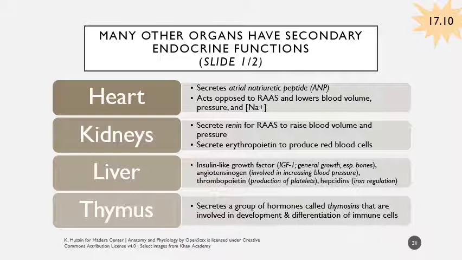So just really briefly, I wanted to talk about some of those organs that do have secondary endocrine functions. For example, the heart, which we think about in terms of pumping blood, actually secretes a hormone. It's called atrial natriuretic peptide, or ANP, and it basically opposes the RAS system. So it lowers blood volume, it lowers blood pressure, and it also lowers concentrations of sodium. The kidneys secrete renin. That is important for the renin-angiotensin-aldosterone system that raises blood volume and also pressure.